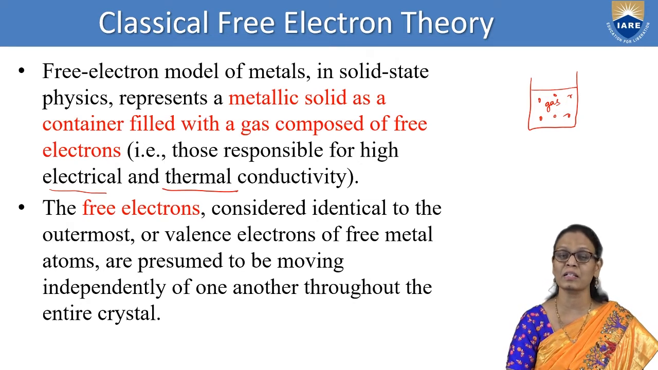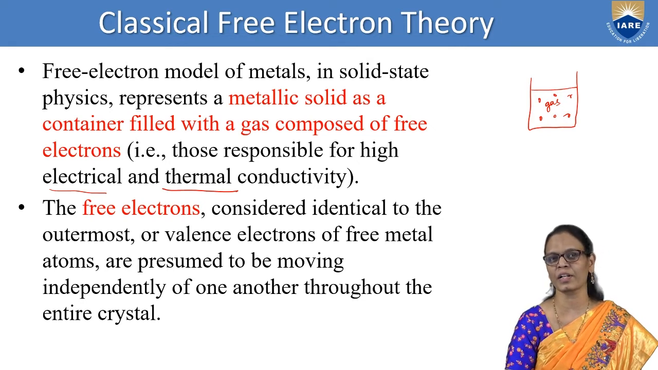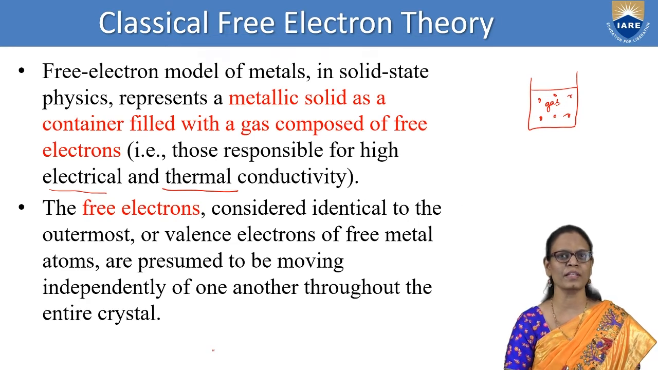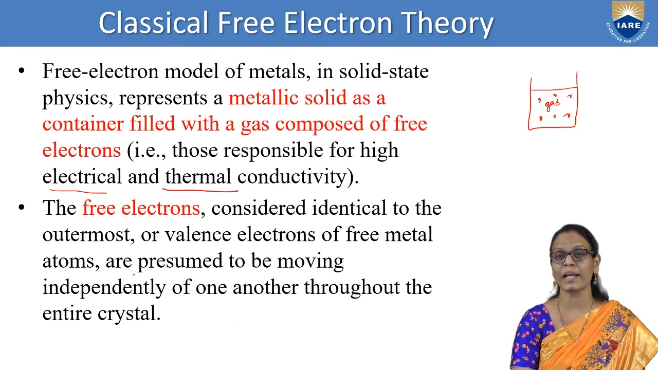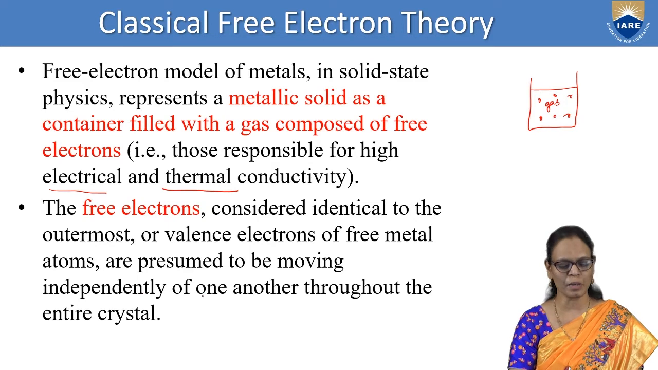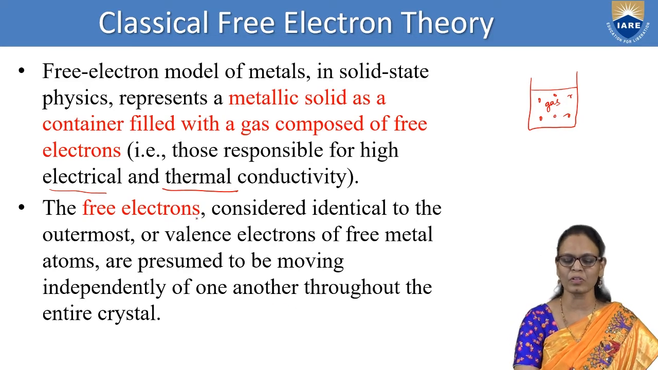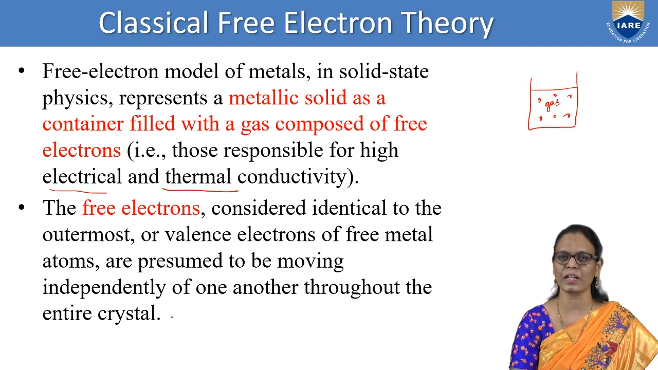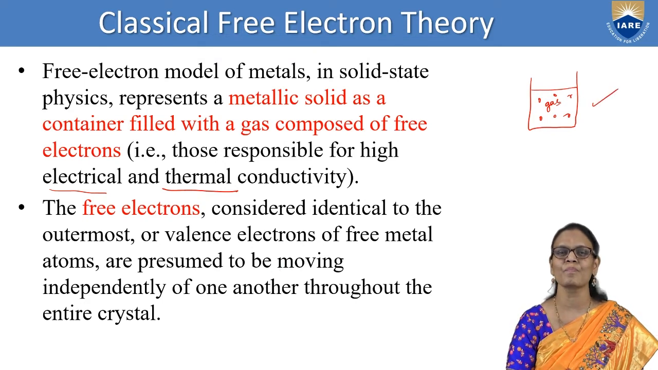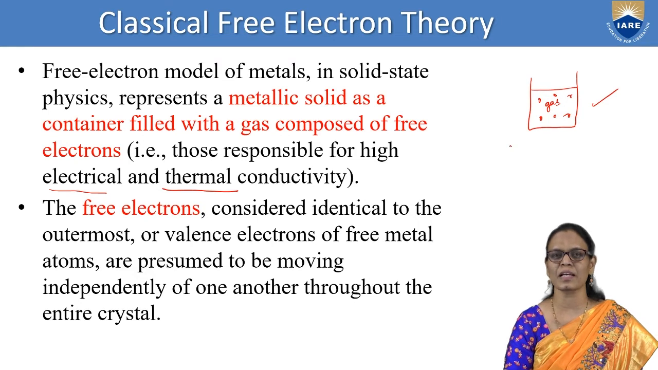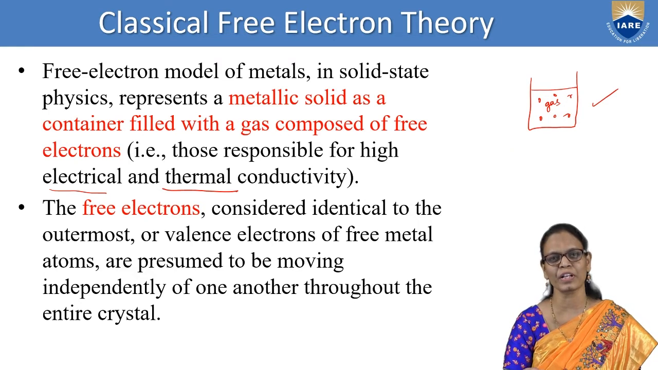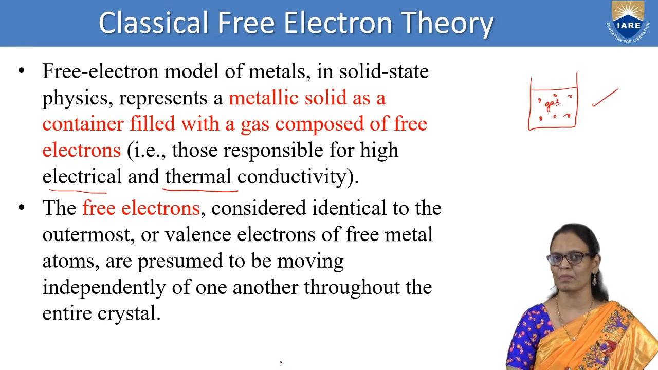Now, after this theory was developed, after quantum mechanics, we learned that electrons cannot have continuous energy. They have to be in discrete levels. Then the concept of valence electrons came up. So they are assumed to be moving independently of one another throughout the entire crystal. The free electrons are absolutely free and can move freely through the entire crystal, resembling electrons put inside a container which can move very freely, just like gas molecules.